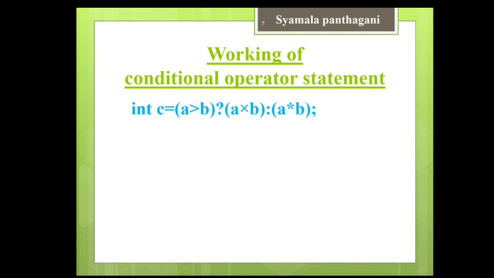This is the general form of the conditional statement. Here we have three operands. The part before the question mark is the condition, between the question mark and full colon is the true block, and between the full colon and semicolon is the false block.